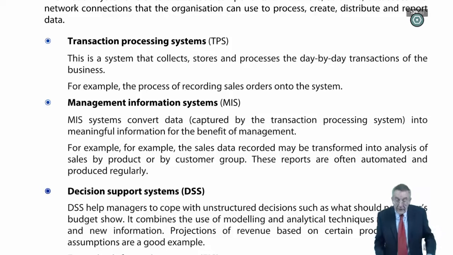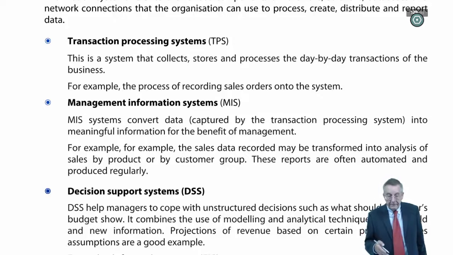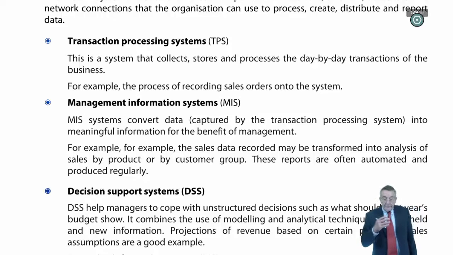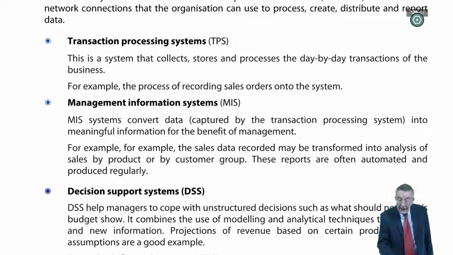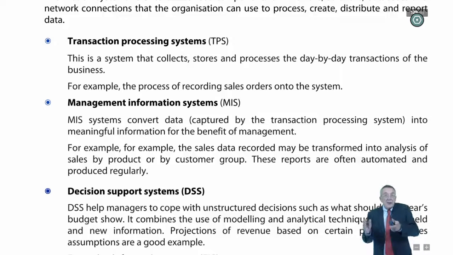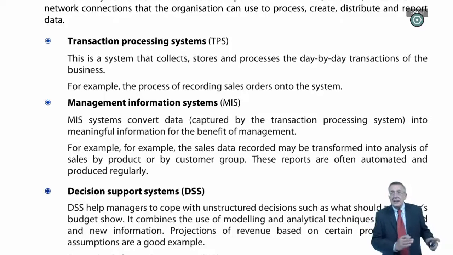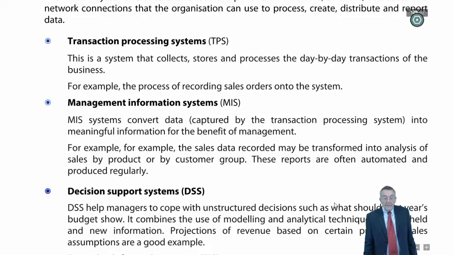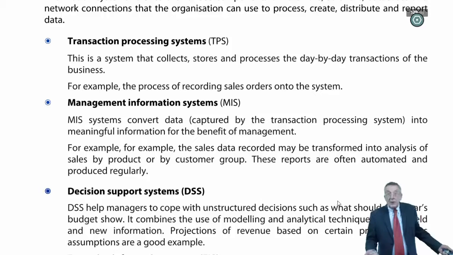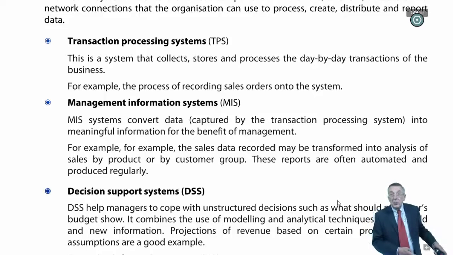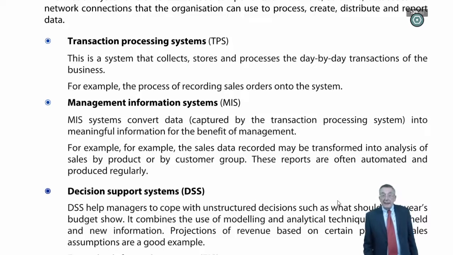Another example there, you've got sales data. Every single sale will be recorded in transaction processing. But for management, they're not interested in every individual sale. Again, it says maybe transformed into analysis of sales by product, total sales for each product, or total sales for each customer group, or total sales split geographically between different countries, different areas of the country. It says automated, produced regularly, perhaps monthly reports, giving middle managers the information they want.